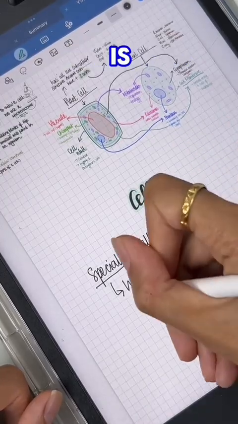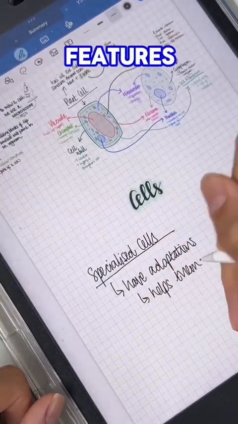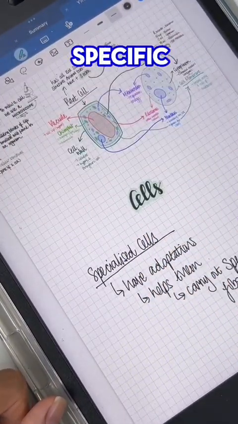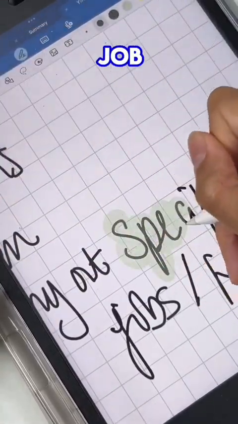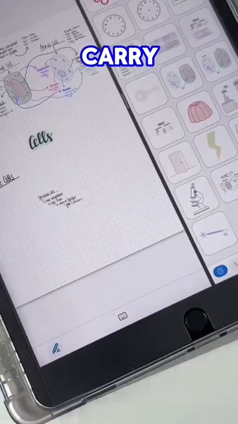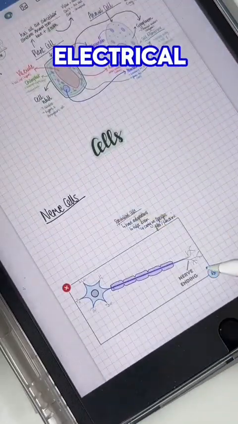A specialized cell is a cell that's got specific adaptations or features that make it specialized to do its job. So basically, just that cell has got that one specific job, and in order to do that job well, it has specific features or adaptations that help it to carry out that job. Nerve cells carry electrical impulses around your body.